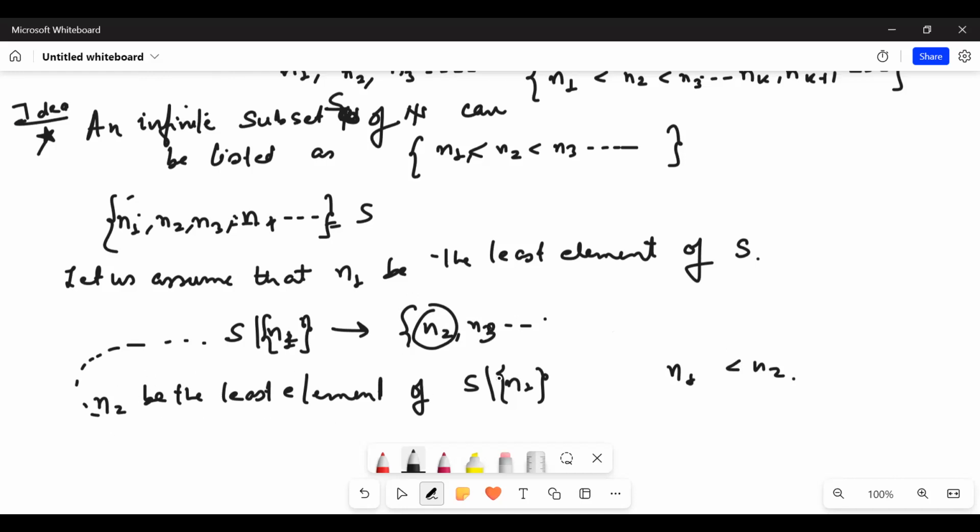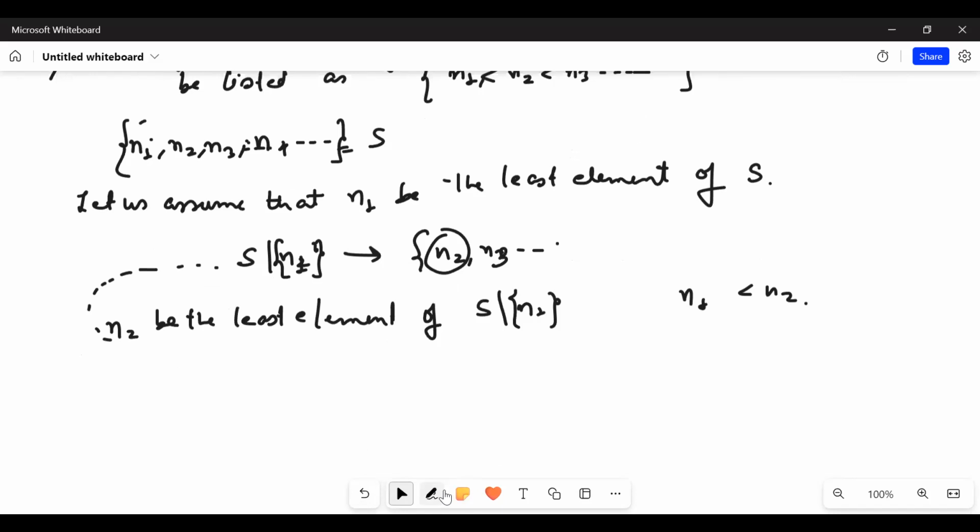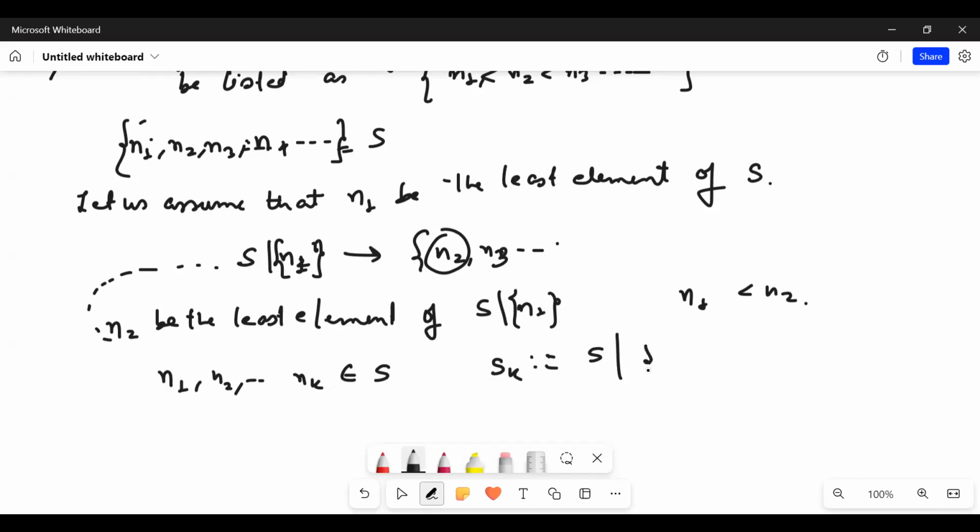And let's say n2 is the least element of S \ n1, meaning S subtracted n1. So basically I have taken n1 outside. Now in this set, let us say that n2 is the least element. So clearly n1 would be less than n2. And in this fashion, we'll keep removing all these elements till nk. So let us say that in totality n1, n2, n3, ..., nk belong to S. Now let us define a set Sk, which is equal to what? Which is S except all these elements: n1, n2, n3, ..., nk.